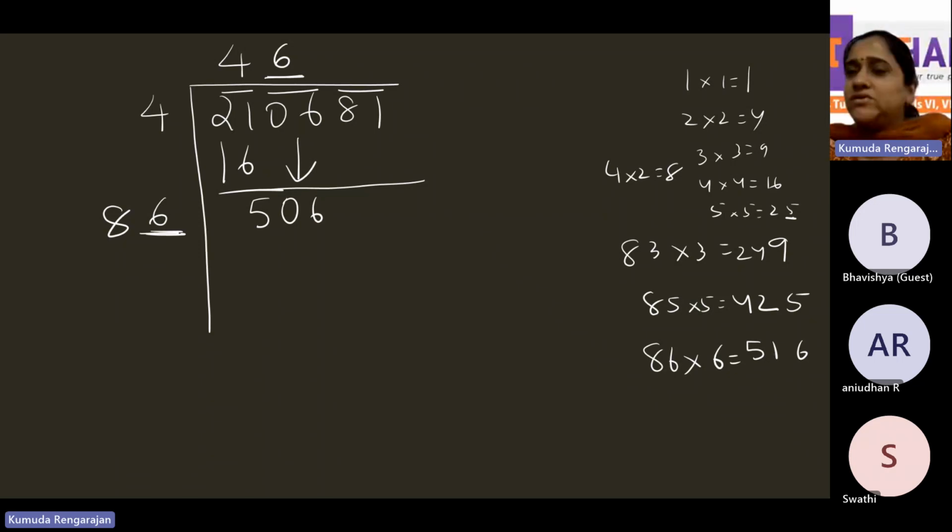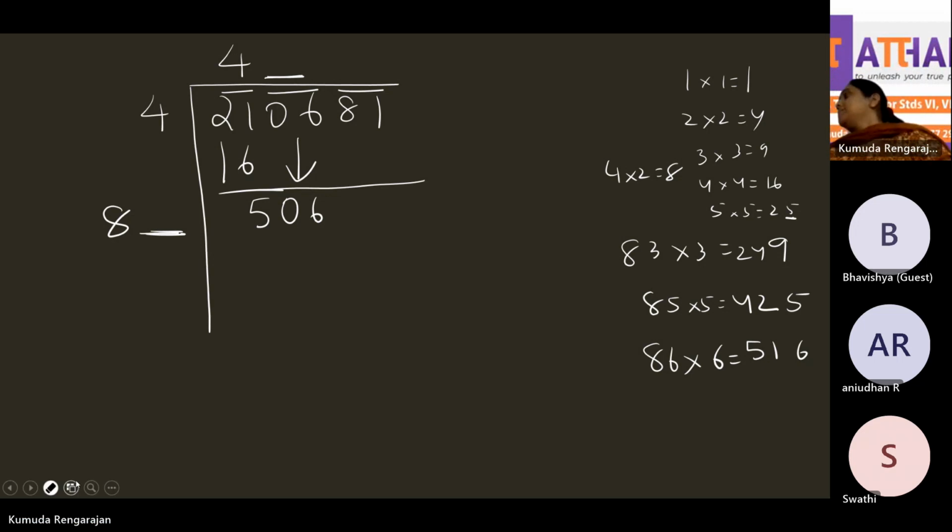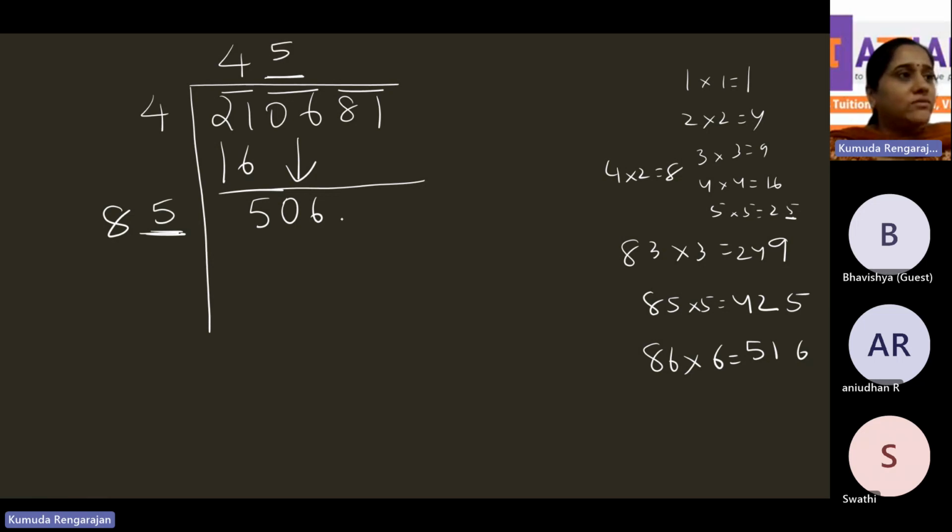So which is the closest number? 85 into 5. That's the closest. So 85 into 5. What is 85 into 5? 425. Next, what do you do? Subtract. So 75 and 6, 81.